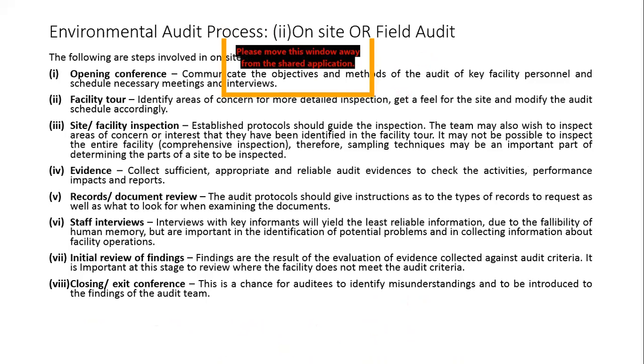Next is opening. The following steps are involved in the on-site audit. Opening conference: communicate the objective and method of the audit, the key facilities and personnel, and schedule the necessary meetings and interviews. Once you reach there, you inform the auditee of your plan and everything. This is generally done just before the start, maybe an hour before, because the basic purpose is that if they know what you are going to do for a very long period of time, they will adjust themselves.